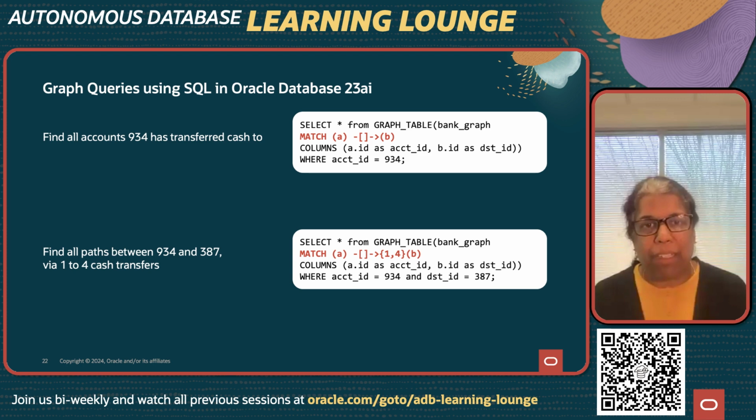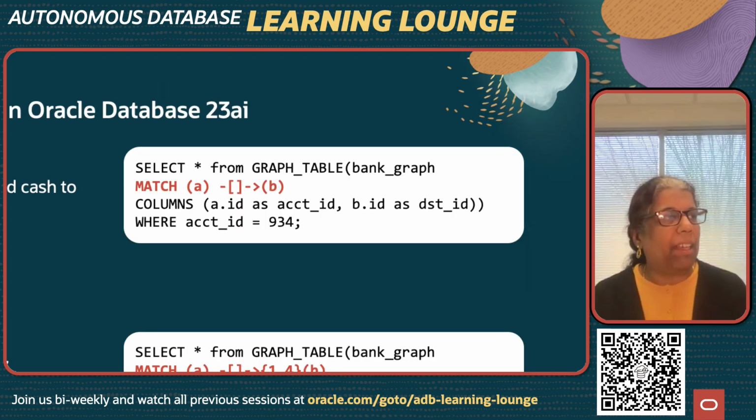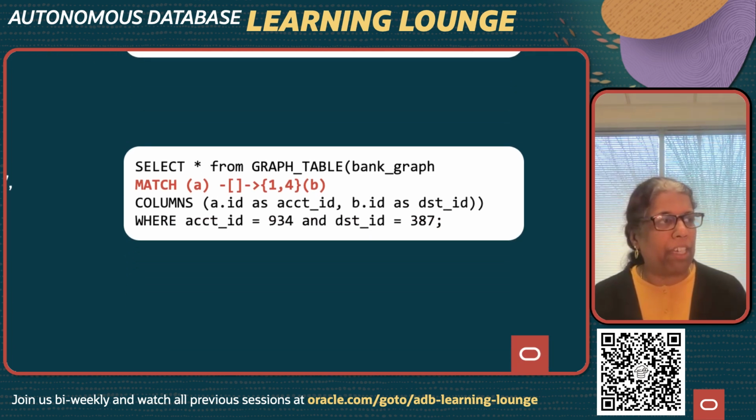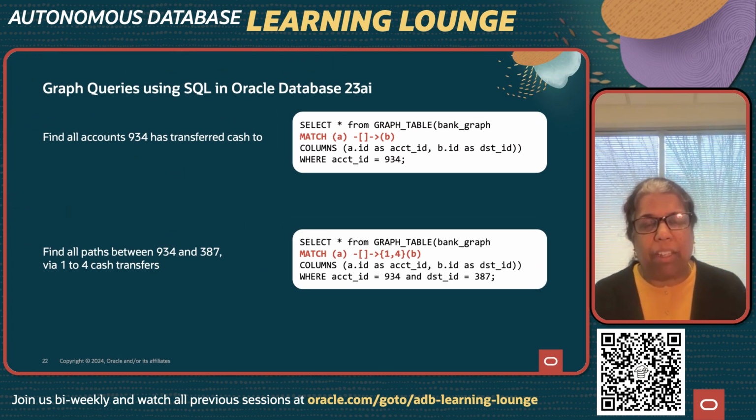Specify the graph pattern. Like it says A and then square brackets B, it's saying find me all connections between A and B, where A is 934. And in the example here, I'm saying find me all connections between A and B that are 1 to 4 steps long, or in graph language, 1 to 4 hops long. So I'm finding all paths between A and B 1 to 4 steps long. So it makes it really easy to represent the pattern that you're looking for as a graph query.